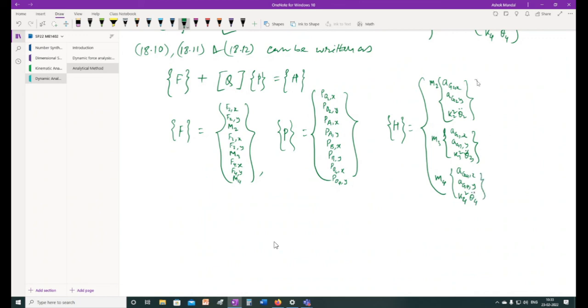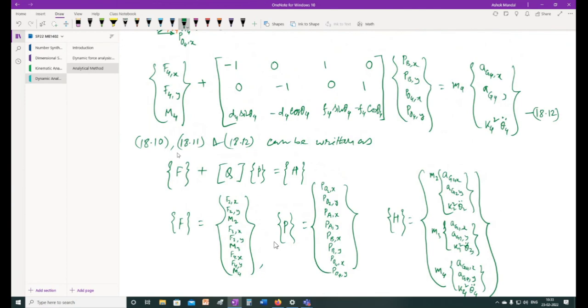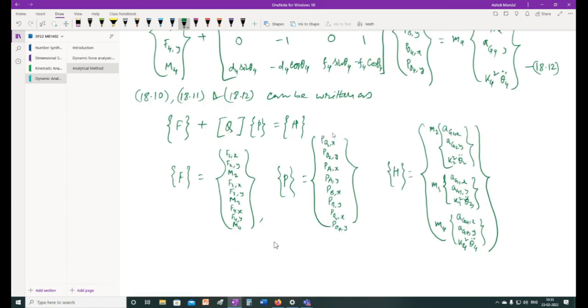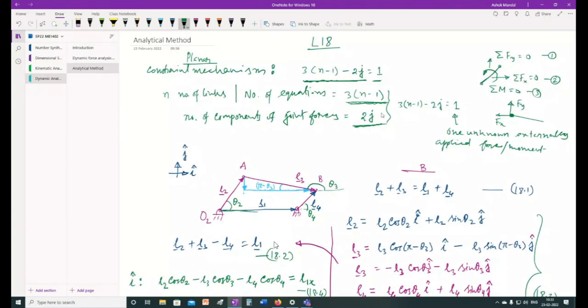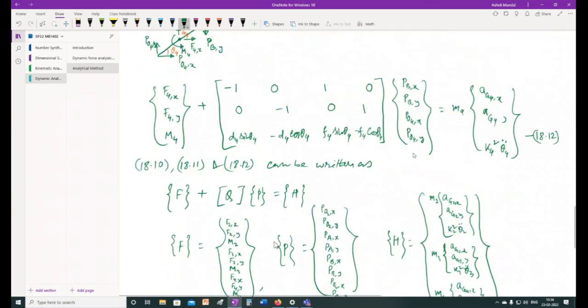The right hand side, that is this H vector, is completely known to us. In the left hand side, these joint forces are not known to us. How many forces? 1, 2, 3, 4, 5, 6, 7, 8 are not known to us, and among these, one of the forces may also be unknown. We can determine all the joint forces and one unknown force or moment component.